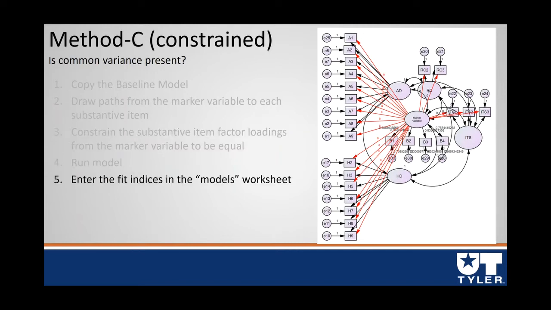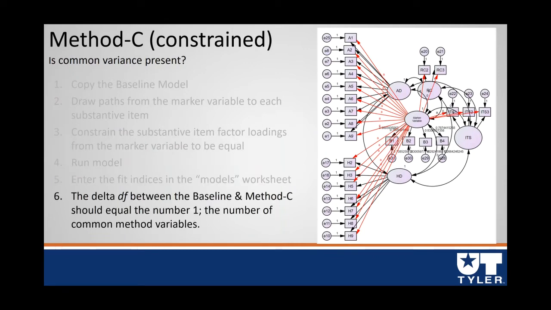We're going to run the model, enter the fit indices into the models worksheet, and the delta degrees of freedom between the baseline and the method C should equal the number 1, which is the number of common method variables.